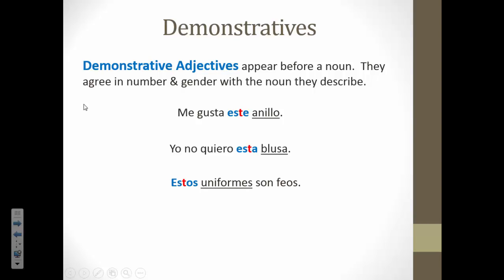Now we'll go plural. Estos uniformes son feos. These uniforms are ugly. We used estos because estos agrees with uniformes, which is not only plural, but masculine. And the last example with this and these, estas galletas son buenas. These cookies are good. Estas is feminine and plural and must agree with galletas. So don't forget, this and these have T's.